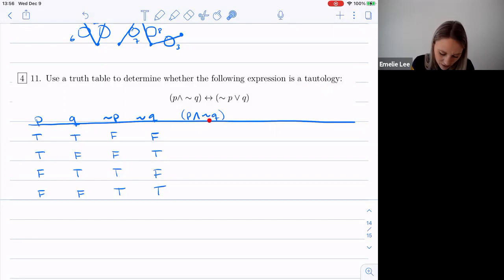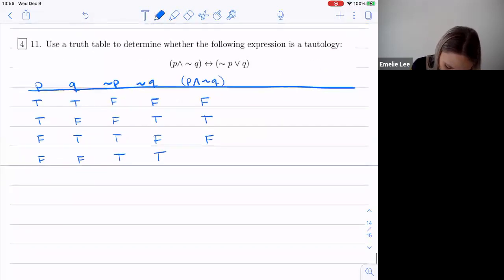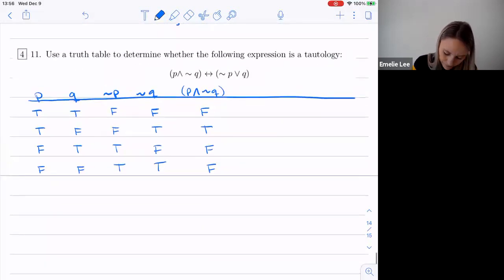So P and not Q. I'm in this column and this column. So I'm going through and I've got true and false, which is false, true and true, which is true, false and false, which is false, and false and true, which is false.